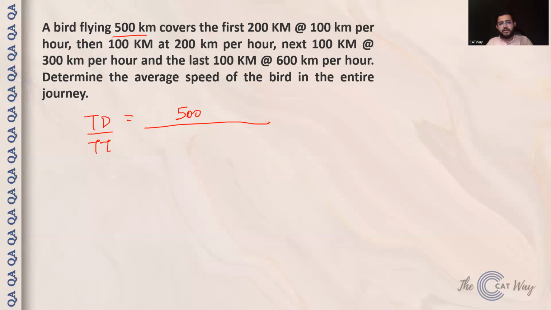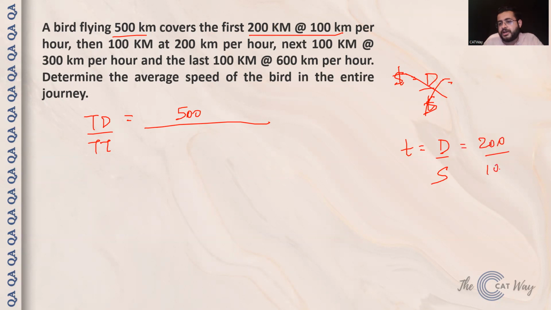But what about the total time? Different stretches are there of different distances and at different speeds, so for every single one of them we will calculate the time taken. Let's talk about the first one: 200 kilometers at 100 kilometers per hour. We know speed is equal to distance upon time, but we are calculating time, so time is equal to distance upon speed. What do we get? 200 kilometers at 100 kilometers per hour, we get 2 hours. The second stretch is 100 kilometers at 200 kilometers per hour, so distance divided by speed gives 0.5. Let's add 0.5 over here.